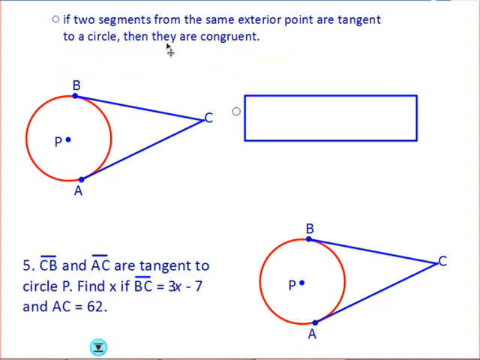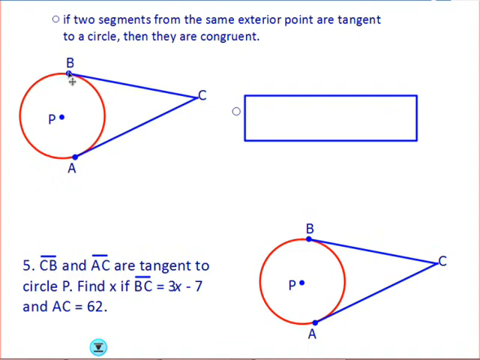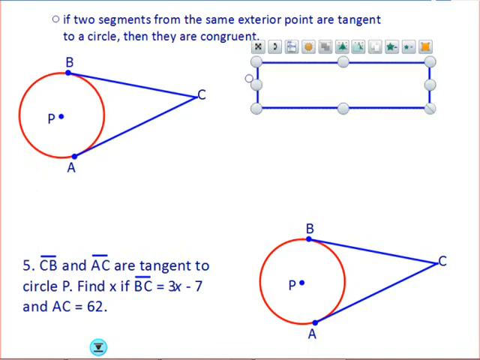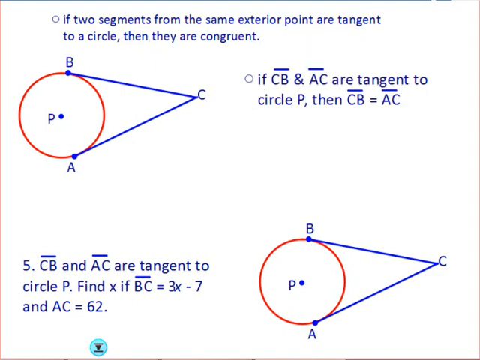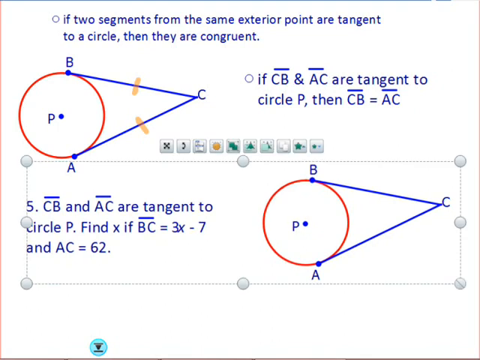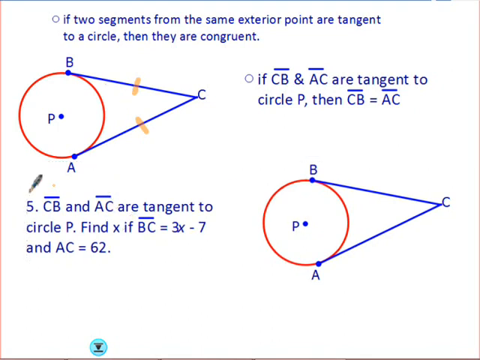If two segments from the same exterior point are tangent to a circle, then they are congruent. So here's what that means for this example. If CB and AC are tangent to circle P, then CB is congruent to AC. So we're saying if these two are points of tangency, then these two segments have to be congruent. That's all we're saying. And there are some pretty simple and some pretty complicated problems that we can solve based upon that information. So let's take a look.